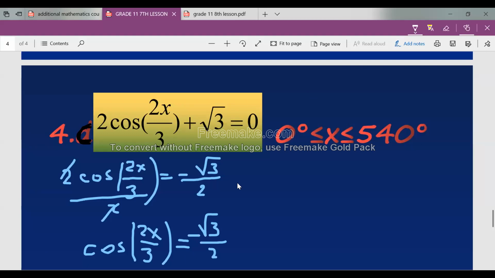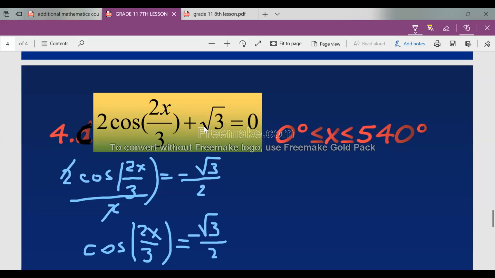Last week, in the previous lesson, we couldn't finish that question. So let's finish that question. I will start from question 4C, page 213. In this question, 2 times cosine 2x over 3 plus square root of 3 equals 0, and the x values, which we call the main values, are between 0 and 540 degrees.